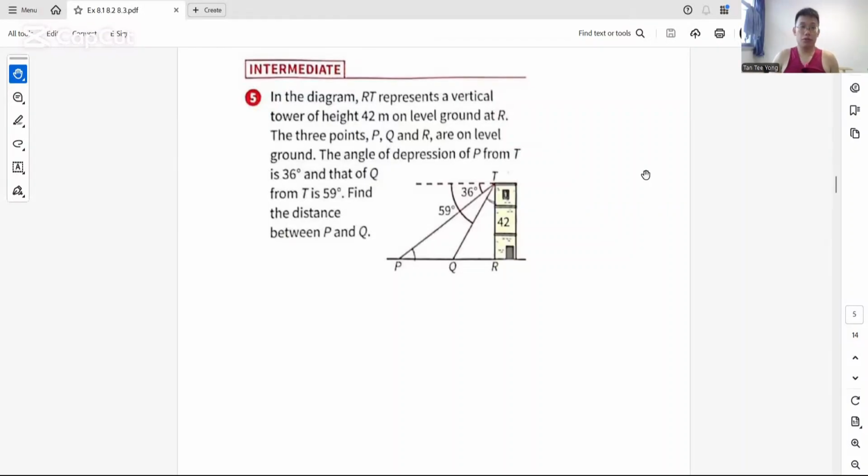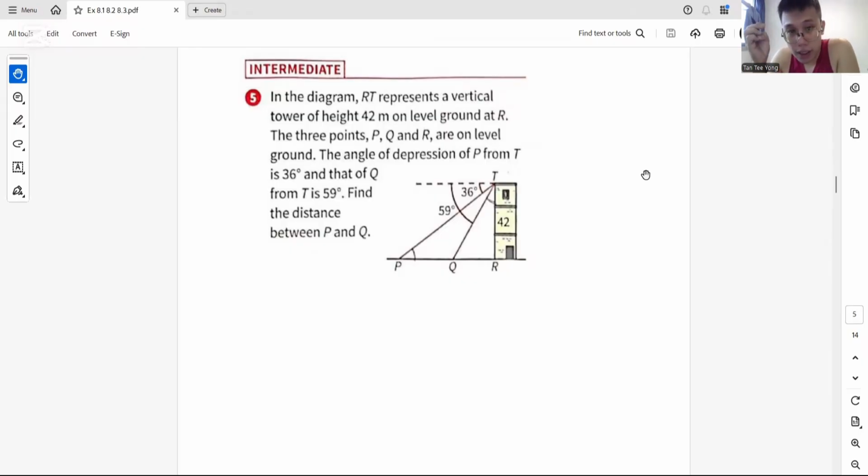Okay, hello everyone. So today we'll be going through exercise 8.2 from the New Discovering Math Sec 3 3B textbook. Yes, I think it's 3B if I remember correctly. Okay, so let's take a look at question 5. This is from exercise 8.2. So let's take a look at question 5.